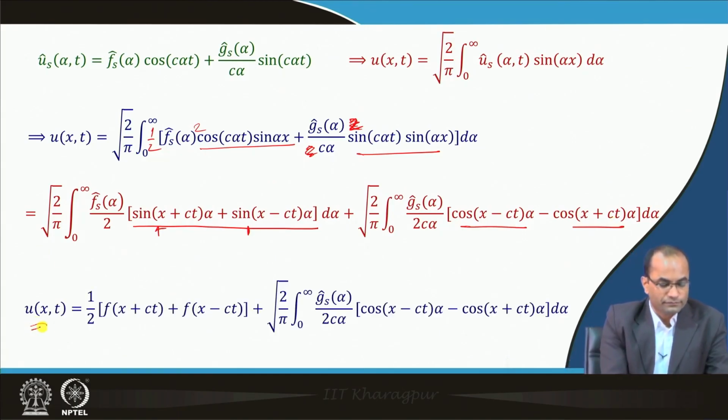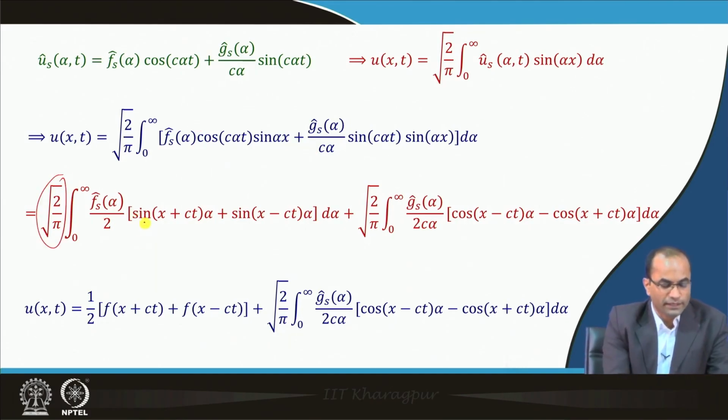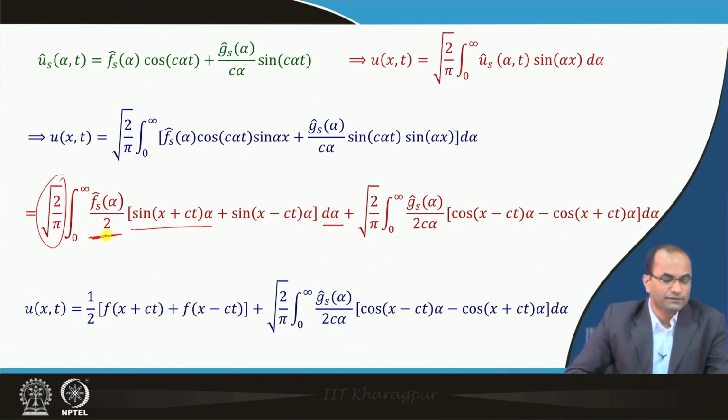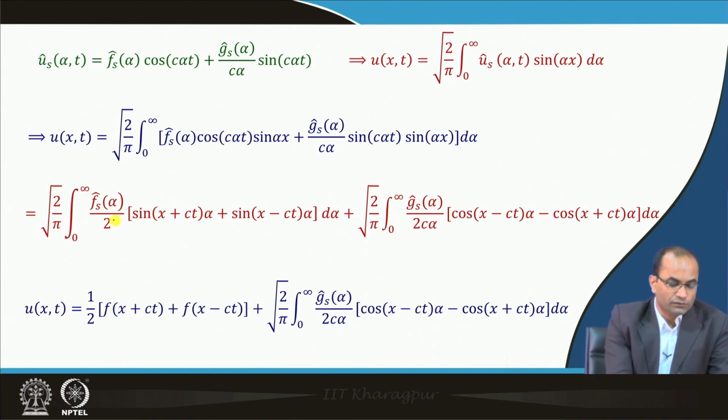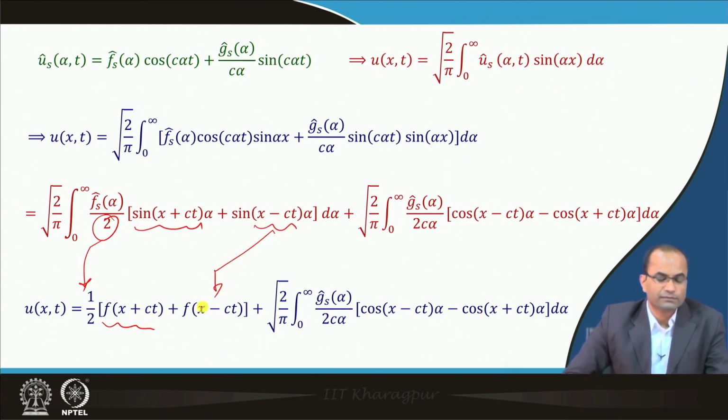So, u(x,t), this is half there, with the square root of 2 over pi and this term here. So, square root of 2 over pi and sin(x plus ct)alpha, and then we have here f hat s alpha. So, again this is the inverse Fourier sine transform of this f hat s alpha, that means of f, just the x has to be replaced by x plus ct. So, with this half sitting here, we have the first term f(x plus ct) and the second term will give this x minus ct.